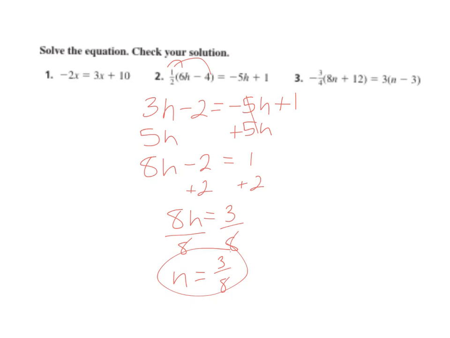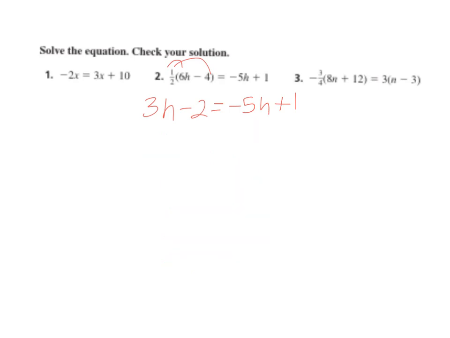I am going to check this, so this is how I would check it. Let me erase this. It doesn't erase very quick. So one thing we can do is, if we want to check it, instead of taking it all the way back to the beginning, we can go to after we distribute it. So that's where I'm going to go. So I've got 3 times 3/8 minus 2 is equal to negative 5.